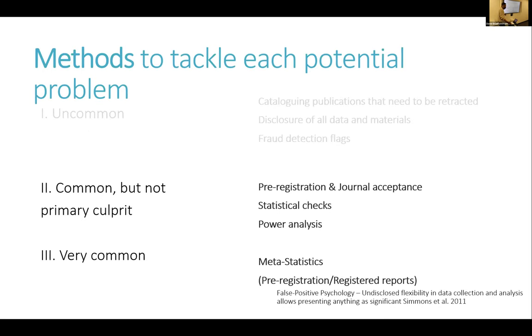So going on to the next category: looking into common questionable research practices and some ways to deal with those. We're going to talk about pre-registration, and then we're going to get into power analysis, which Dave introduced in the last class, but I wanted to make some more points about it. And then that will set us up for the metastatistics section, which is, I think, the most important section in this talk.